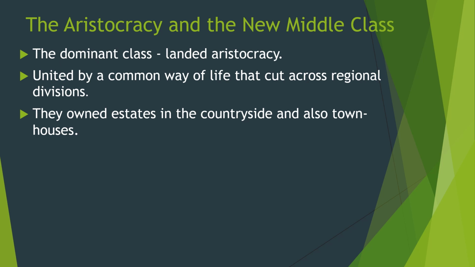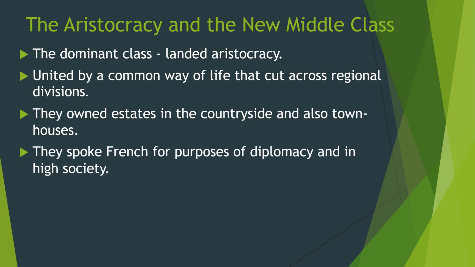If you read some literature of this period, you will read about the aristocracy and their common way of life. There's a very nice novel by Jane Austen, Pride and Prejudice. If you read this novel, you will understand the way aristocrats lived. Their life is described in that novel. So they owned estates in the countryside and town houses.